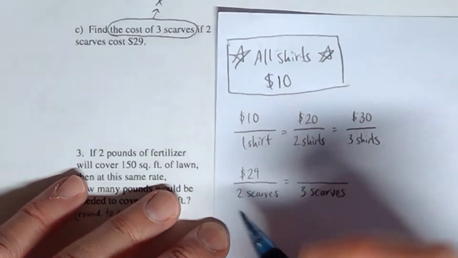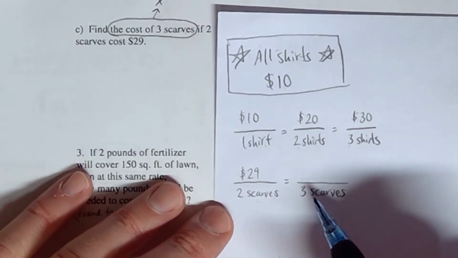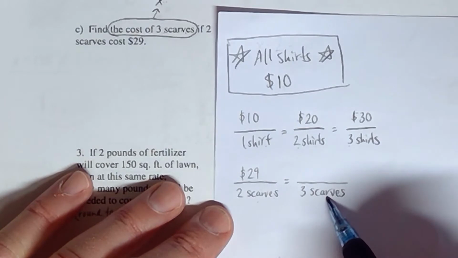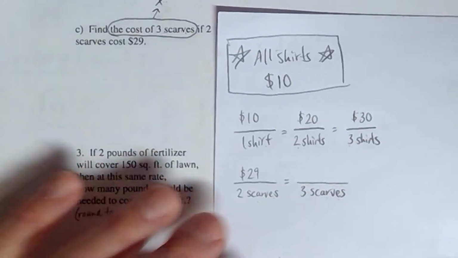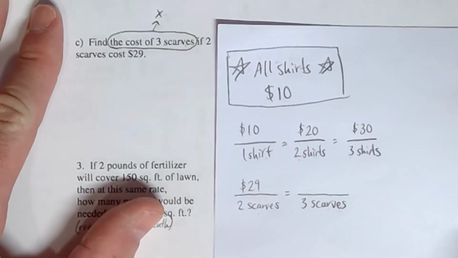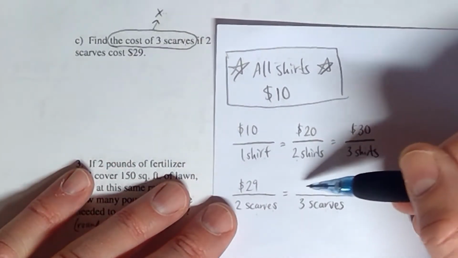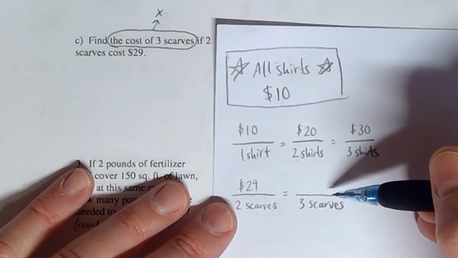One scenario where you're buying 2 scarves for $29, and another scenario where you're asking yourself, what is the cost if I buy 3 now? That's basically what they're asking you. They're saying, hey, if you bought 2 for $29, how much would it cost if you bought 1 more for a total of 3 scarves? That's what it's asking.